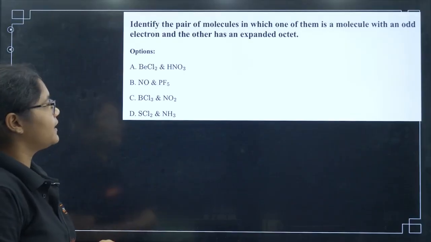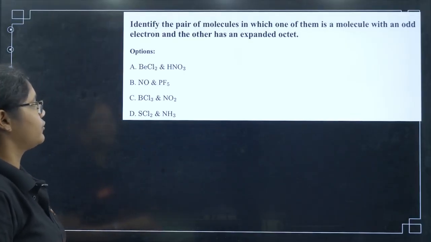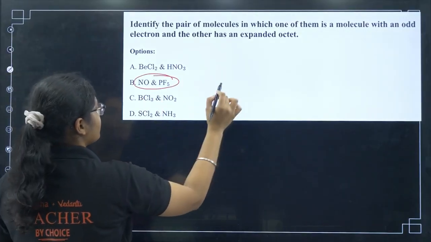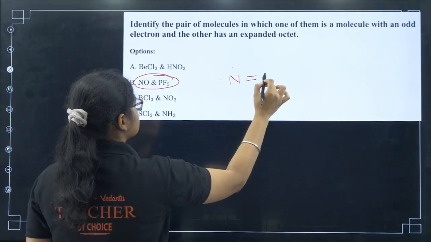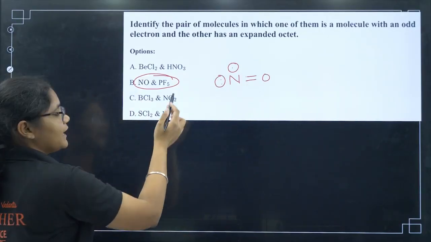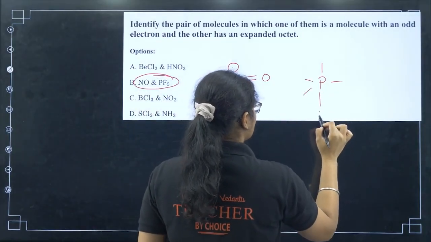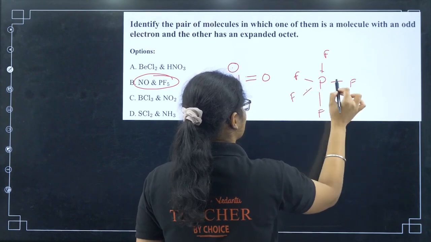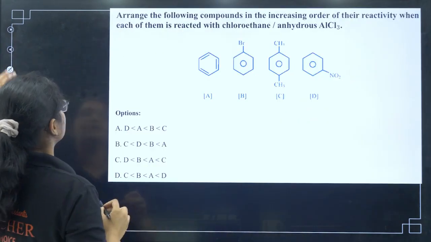Next, identify the pair of molecules in which one of them is a molecule with an odd electron and the other has an expanded octet. So if I see NO, nitrogen has 5 electrons, it will form 2 bonds with oxygen, 1 lone pair and 1 odd electron is present. And PF5, so you have P like this, with F5. So you can see that there are a total of 10 electrons, expanded octet. So option number B here.